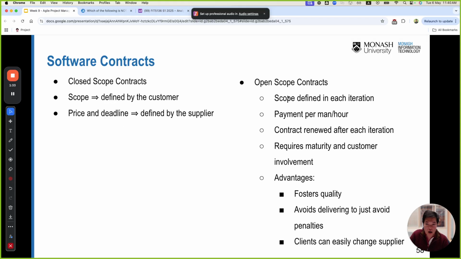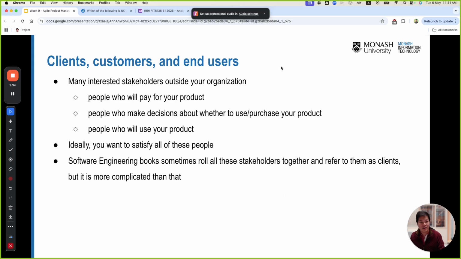So a closed scope contract is a scope defined by the customer, with a fixed price and a deadline defined by the supplier, that kind of thing. But the open scope contract is defined in each iteration, and it is a payment per man hour. The contract renews after each iteration. Normally it requires maturity and customer involvement. The advantage is that it can foster quality. You can avoid delivering just to avoid a penalty. The client can also easily change the supplier.